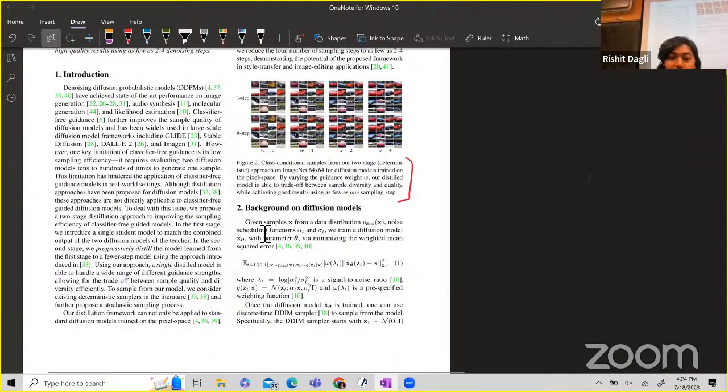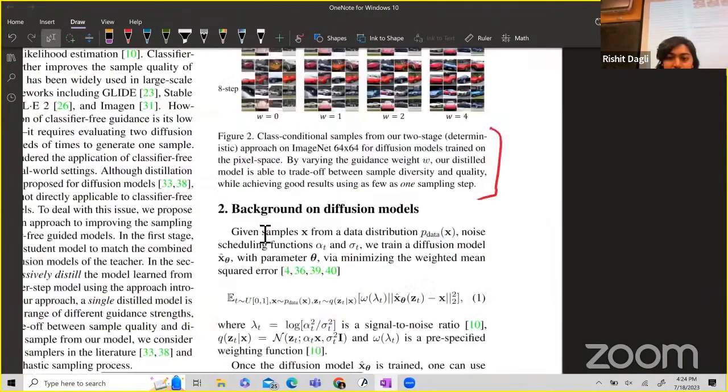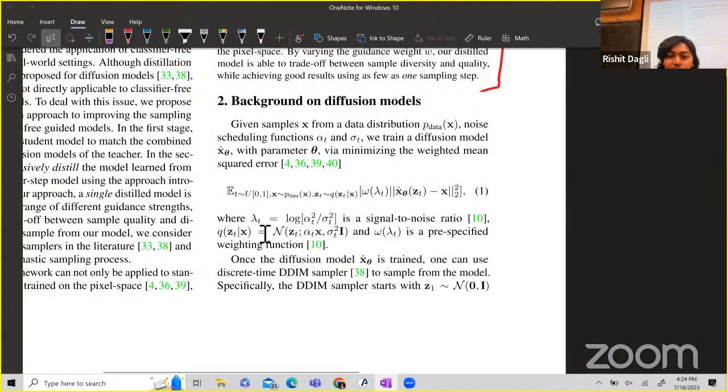Then they give some background on diffusion models. I guess this is rather simple. We just have the very standard expectation. I guess this should be parameters theta, and we have the denoising model. We compare it with the original model. So yeah, this is actually a pretty similar loss, and this is just a standard DDPM reconstruction loss.